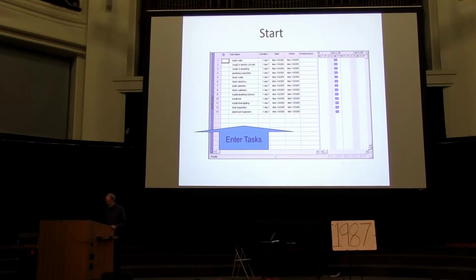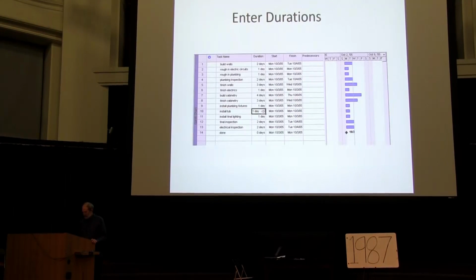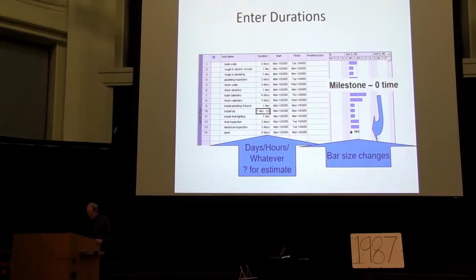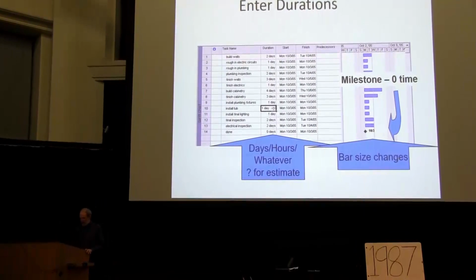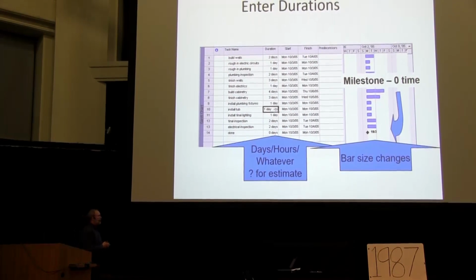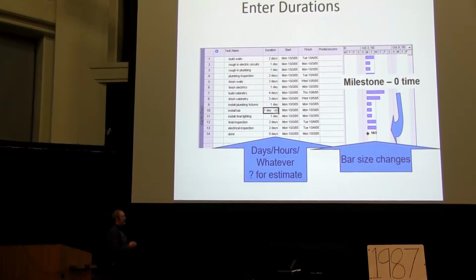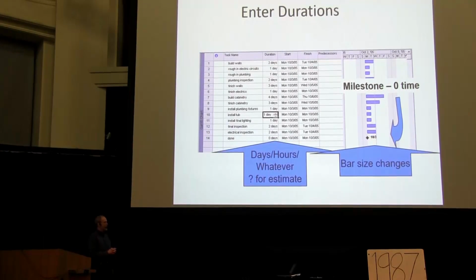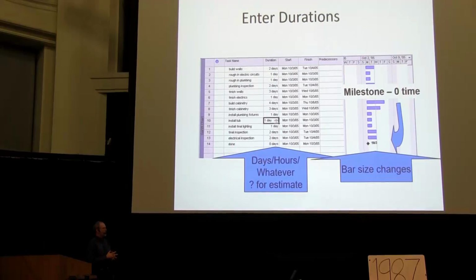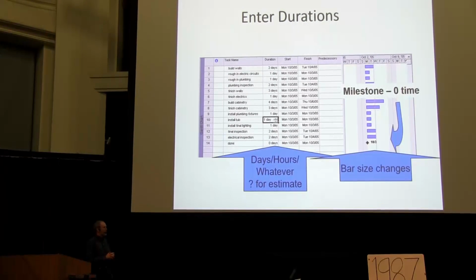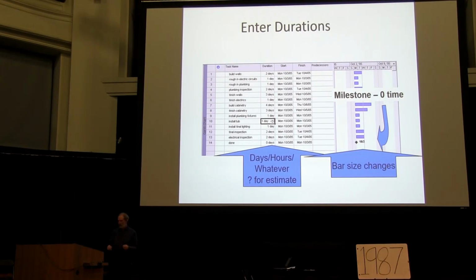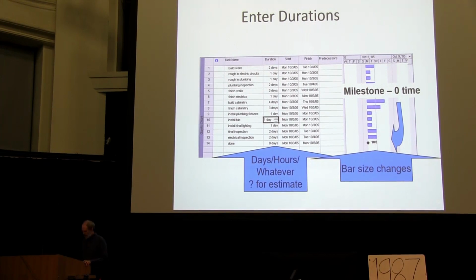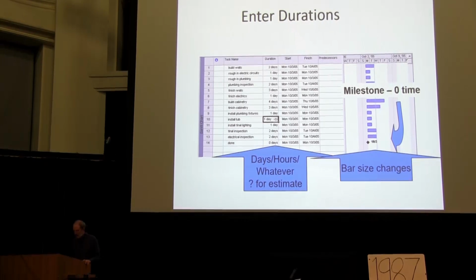So we start by entering tasks. We can see that we then enter the durations, so we can have days or hours or whatever. A question mark at the end of it means it's an estimate or some sort of ballpark you're not sure about. Milestones are set up as 0-time events. So that's entering the durations.